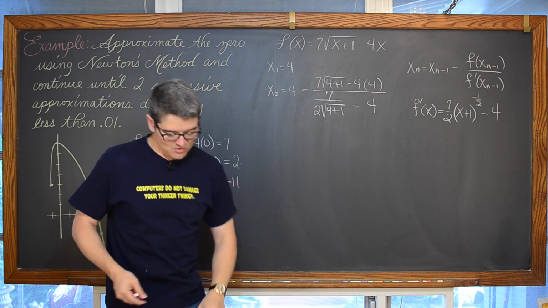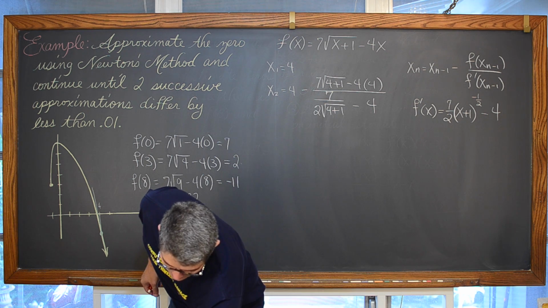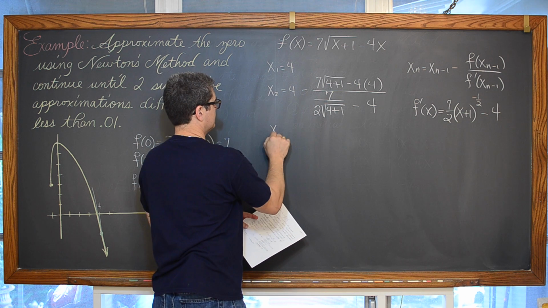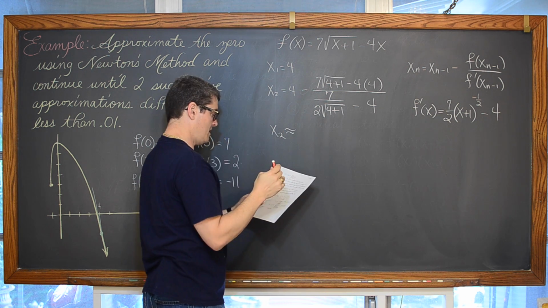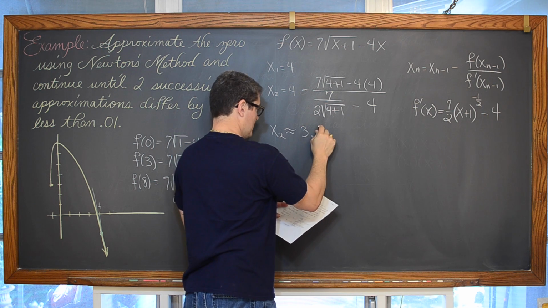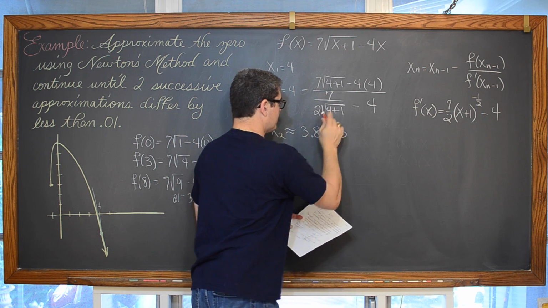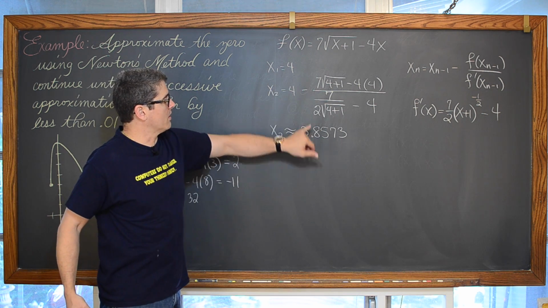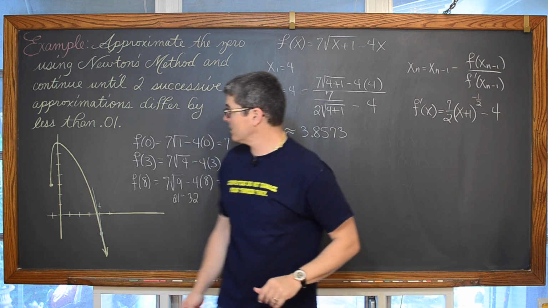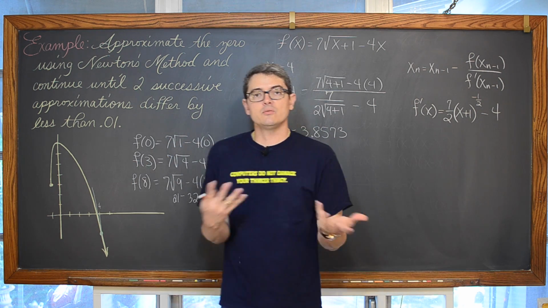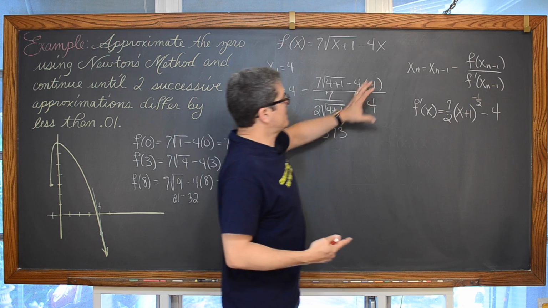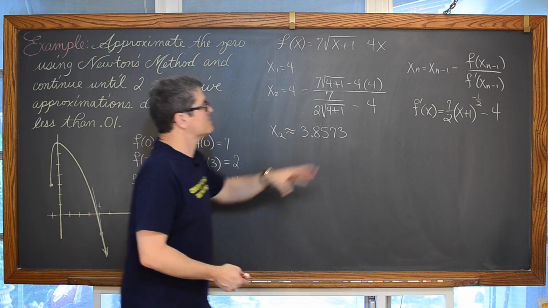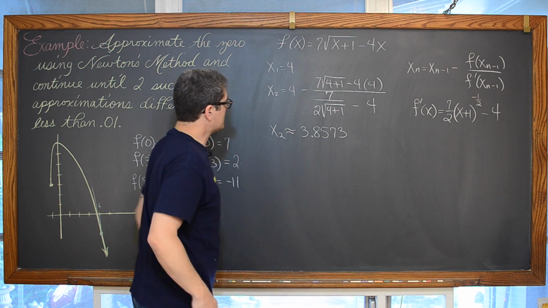And if you get all this typed in correctly, your x sub 2 value, the estimated value of x sub 2, is going to be approximately equal to 3.8573. Now, the difference between 4 and 3.8573 is certainly greater than 0.01. So with Newton's method, now that you understand this formula, remember I gave you the derivation on that previous screen, just keep going through this process until you get an estimation that's close enough.